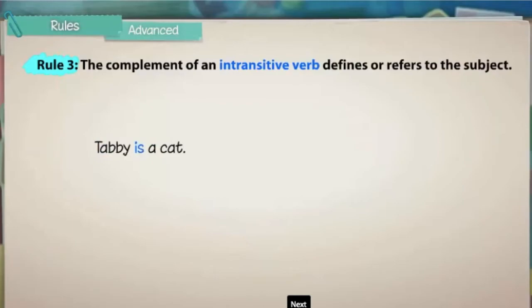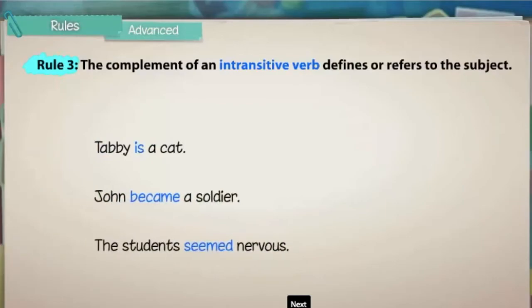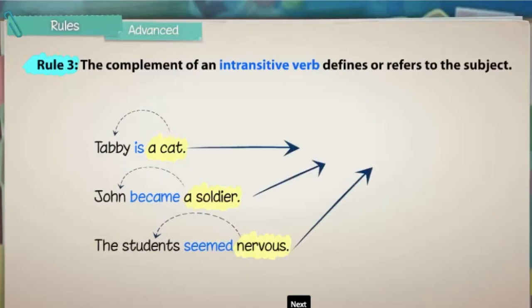Tabby is a cat. John became a soldier. The students seemed nervous. So these are all subjective complements: a cat, a soldier, nervous. Why? Because they are referring to the subject: Tabby, John, and the students.